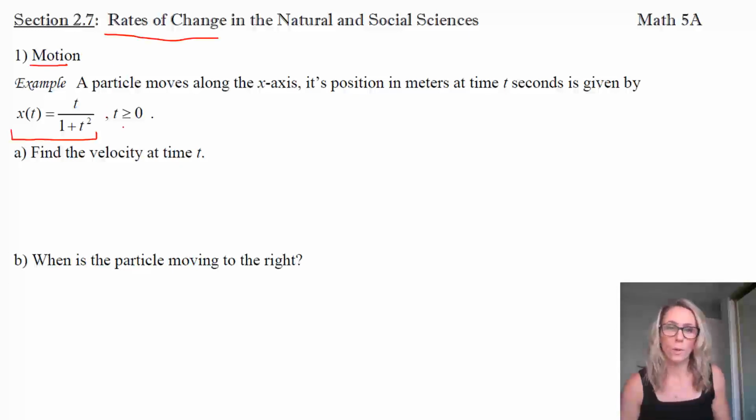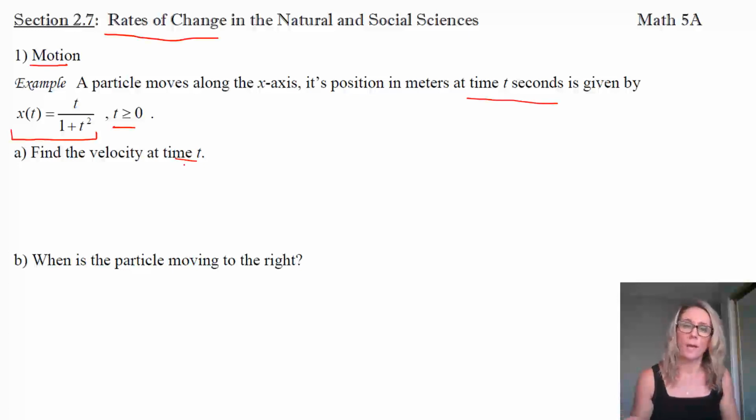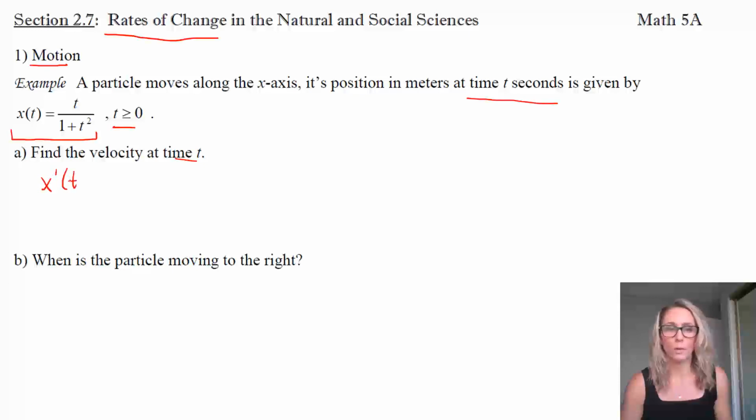So first, we want to note that t is greater than or equal to 0 because it is time, and we cannot turn back time. And then for A, it asks us to find the velocity at time t. This, of course, just means find the derivative, because the function is a function of time. So you need to find x prime of t. If you want, you can go ahead and pause. Of course, you need the quotient rule in order to get the answer here. So go ahead and see if you can find the derivative and then come back and see what happens.